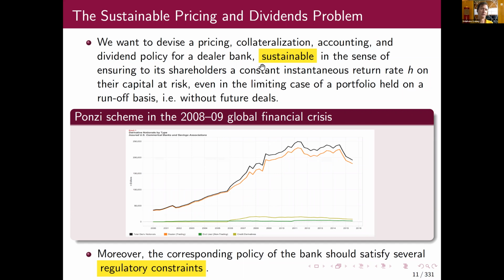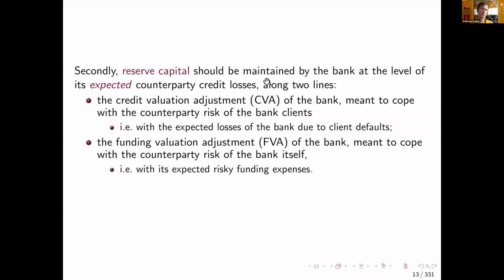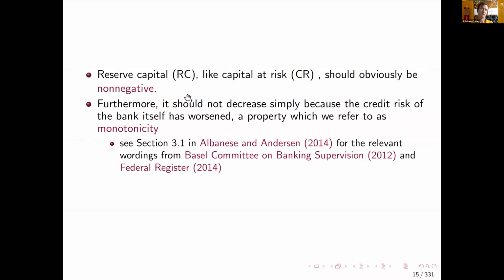But there are a number of regulatory constraints, like market risk of the bank should be hedged, which means it's mainly a story of residual counterparty credit risk. The bank should maintain reserve capital and also capital at risk. These reserve capital and capital at risk are, of course, positive numbers, and they should not decrease simply because the credit risk of the bank has worsened.